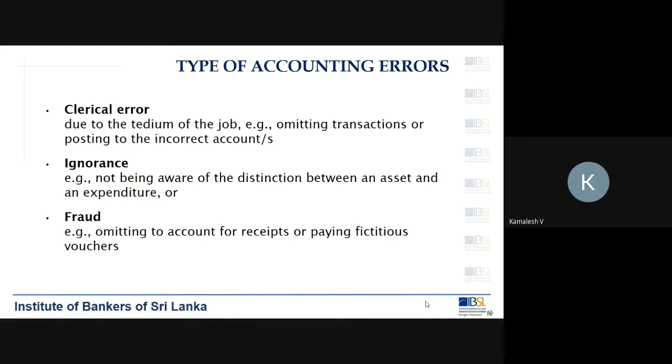The third error is where you are committing a fraud or you are coming across a fraud. A fraud could be to omit a transaction completely. For example, you have received money but you want to hide it away. That is a fraud. Or you are paying for something where the vouchers or the invoices are fake ones. Bogus invoices. You can't pay for those.